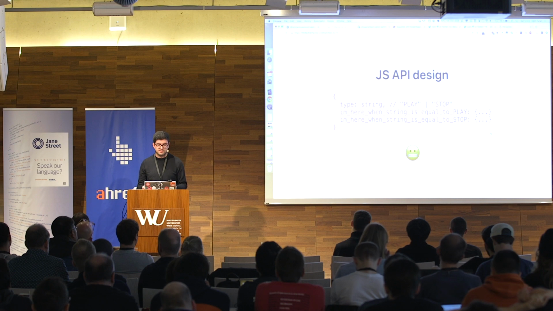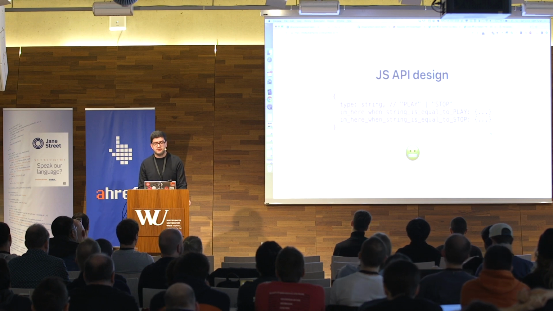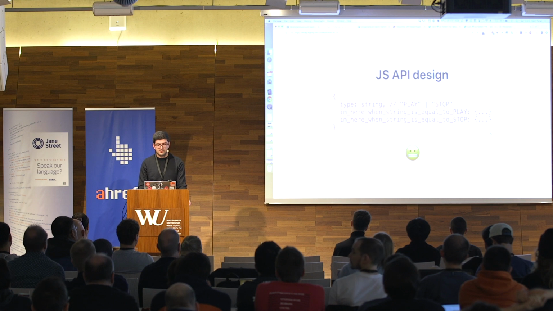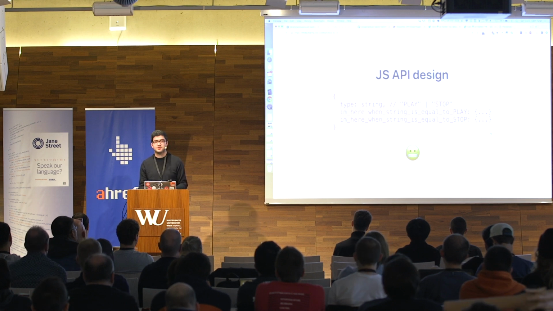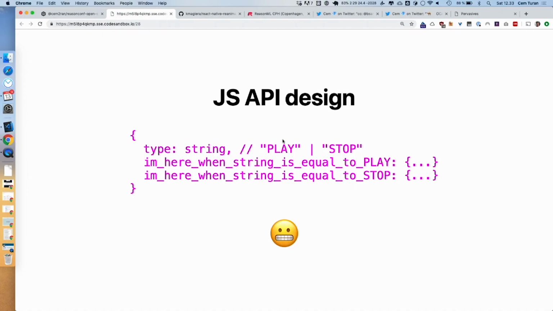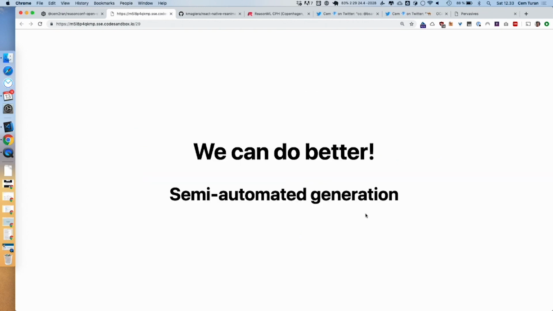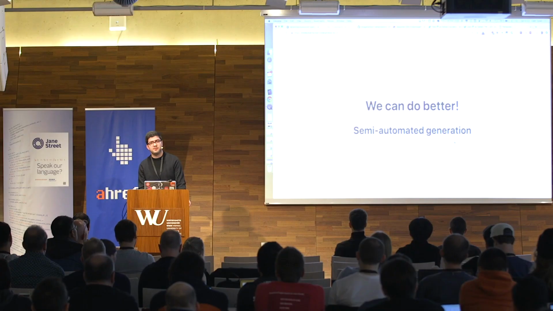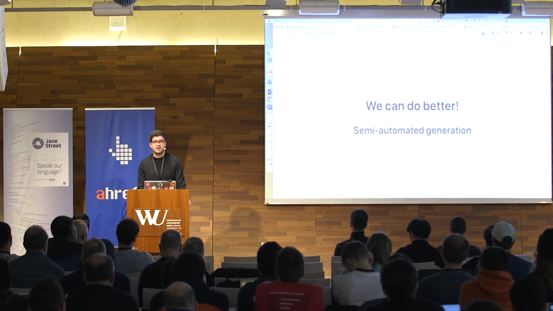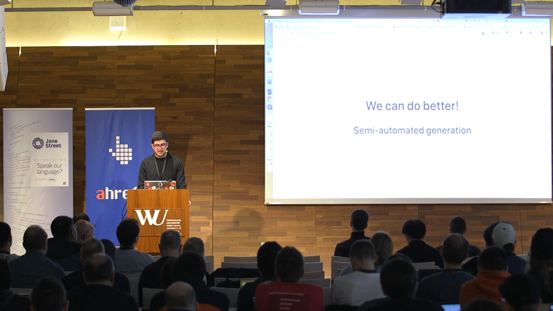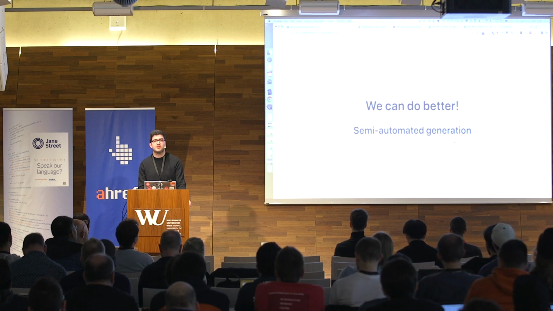Specifically, this is an example of a binding I ran into, where to Reason developers this should obviously have been a variant instead, because you have these two options, play or stop, and then you have different things that are there when it's a play and different things that are there when it's stop. I think we can do better, and I think the way forward may be a semi-automated process, so we gradually enrich types and help the code generation tool when it fails.